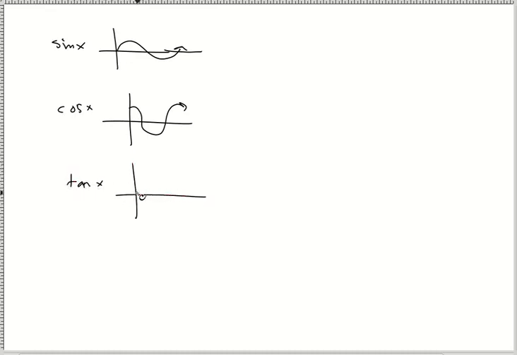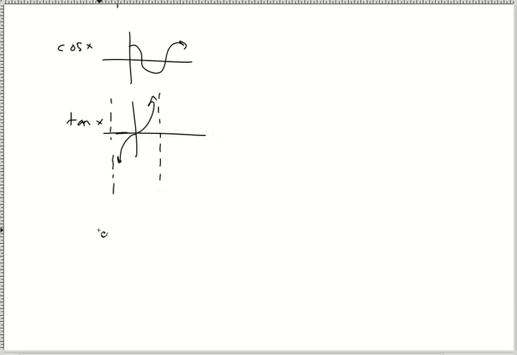Tangent looks kind of like this, actually. Dot, dot, dot, dot, dot, dot. It has asymptotes. In fact, it keeps going. There's a whole lot of these on both sides. But we're going to focus only on this guy right now. So it has some asymptotes on either side.